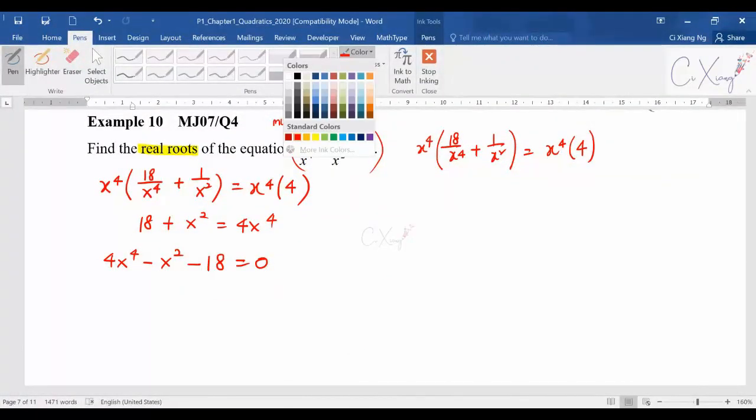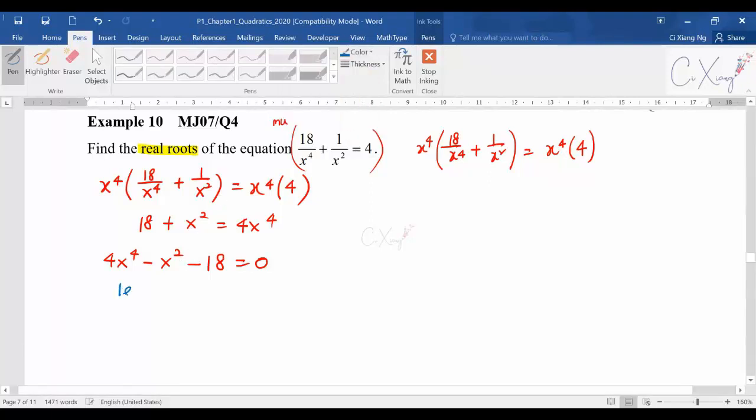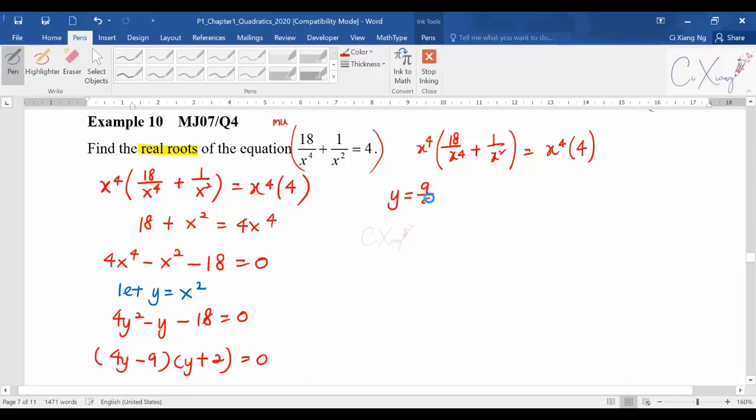So from here, I suspect that this is a quadratic form equation. So I will let y equal x squared, the smaller power. Then continuing from here, you have 4y squared minus 9y minus 18 equals 0. Then you try to see whether you can factorize it or not. For me, I know that I can factorize it. After that, I will have y equals 9 over 4, y equals negative 2.